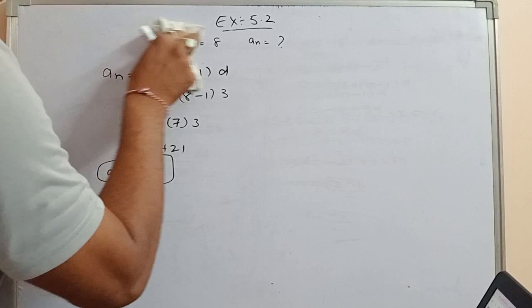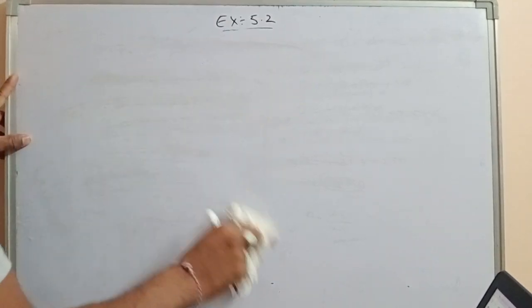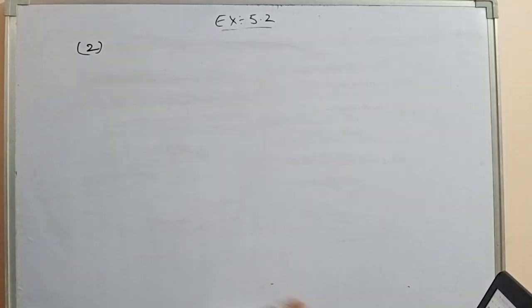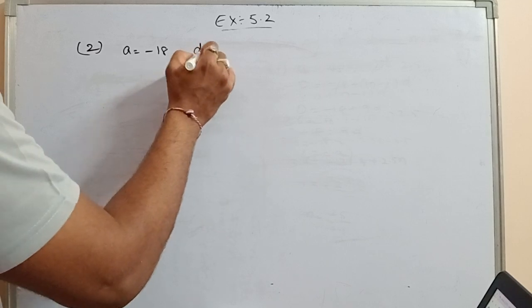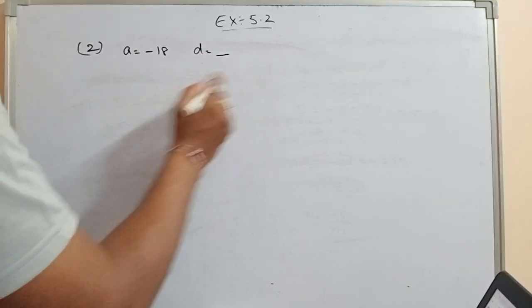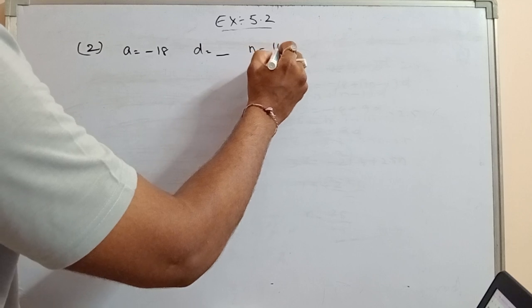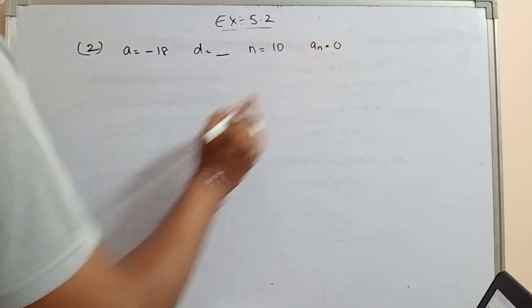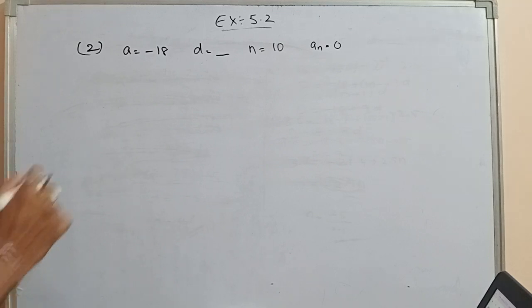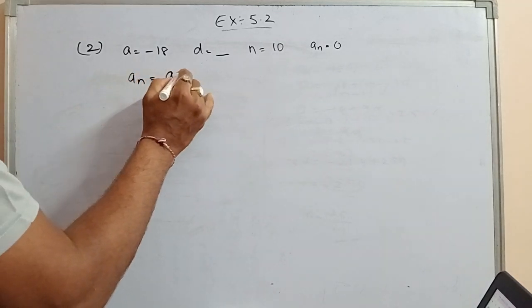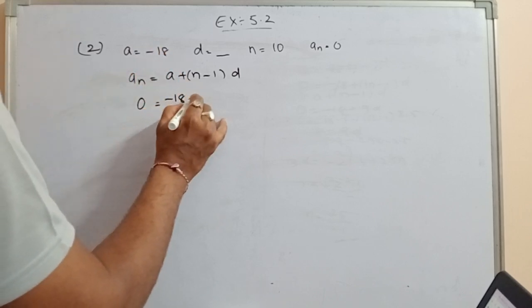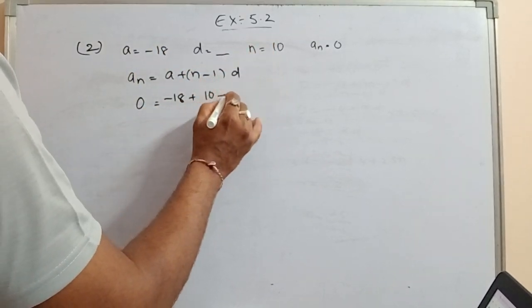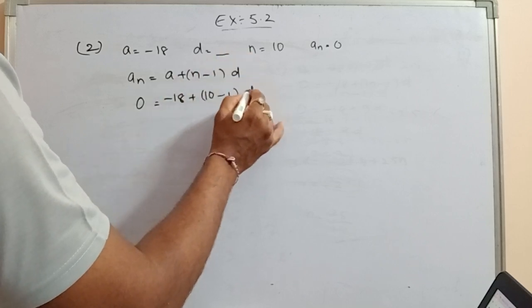Second problem. It is given that the value of a is minus 18 and the value of d we don't know, and it is given the value of n is equal to 10 and the value an is equal to 0. So by using the same formula, an is equal to a plus n minus 1 into d. So an we know the value is 0, the value of a is minus 18, plus n value will be 10 minus 1 into d, we don't know, put d as it is.